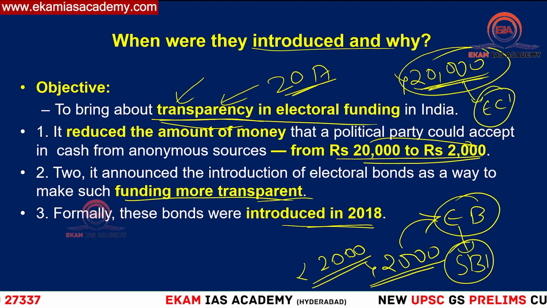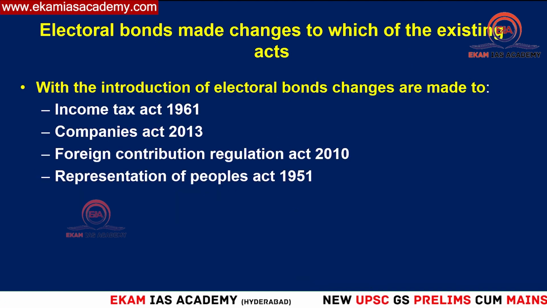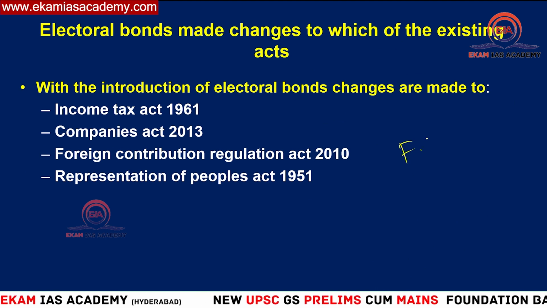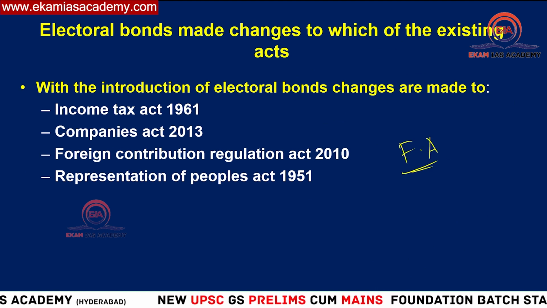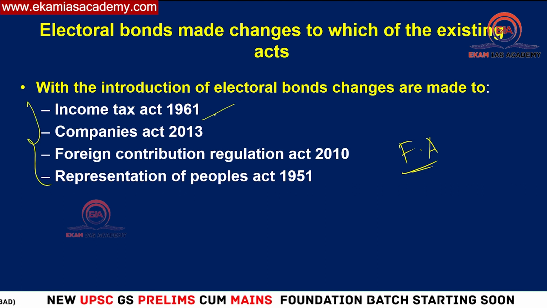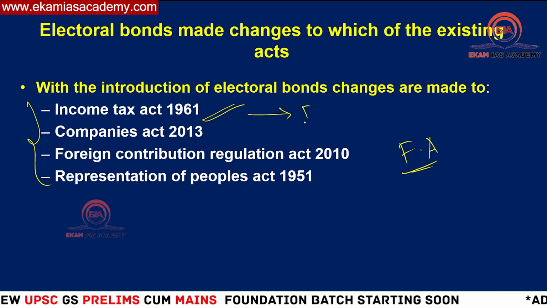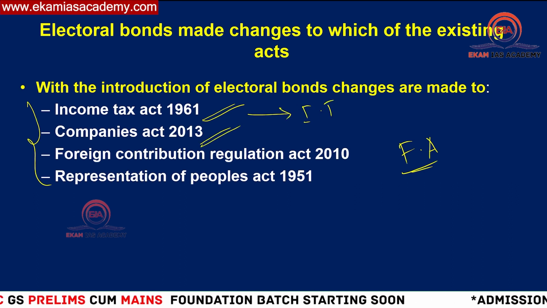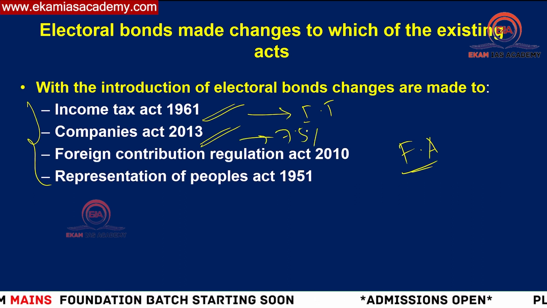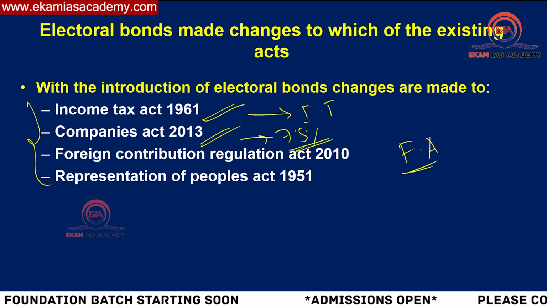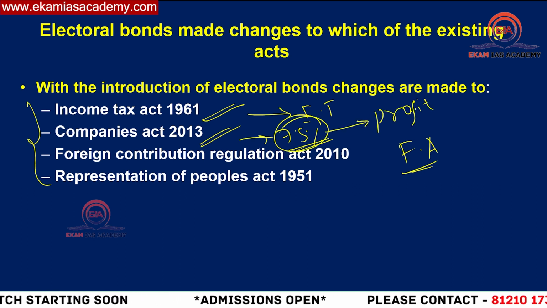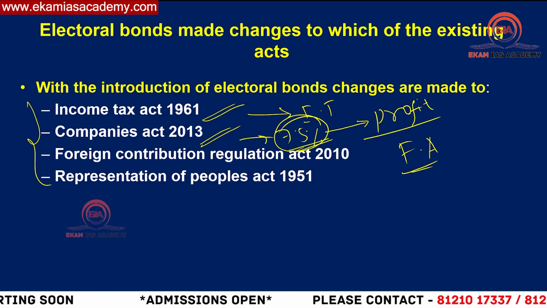So this was introduced in 2018 by Finance Act, and the Supreme Court also has criticized introducing these electoral bonds through Finance Act or Money Bill. Okay, so that is another aspect. But what are the acts that were amended through electoral bonds? Income Tax Act, because income tax exemptions were given. Companies Act, as I told you, because previously loss making companies were not allowed, and only profit making companies are allowed, and even they can contribute only 7.5% of their profits to electoral bonds or political funding.